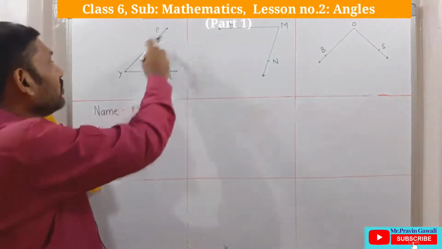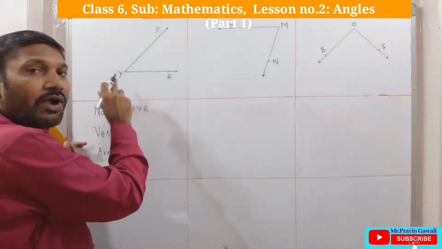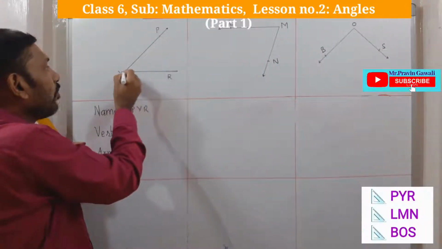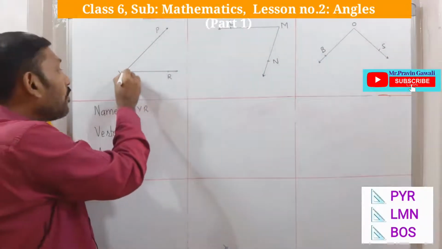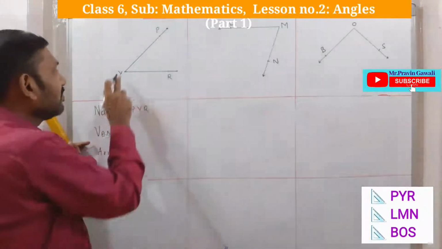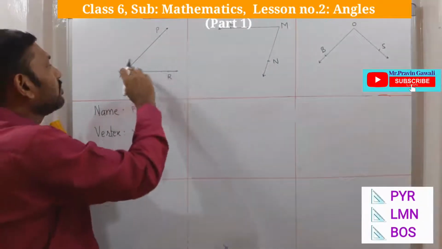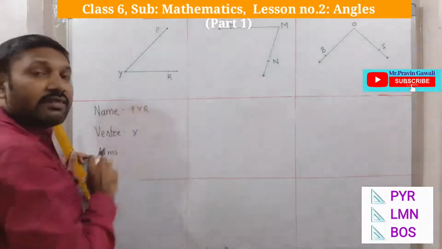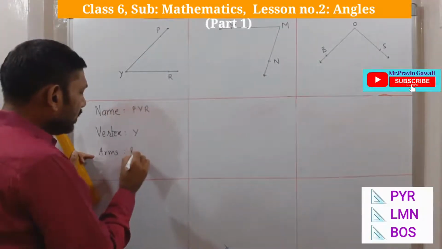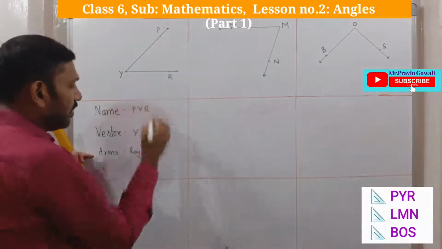What is the vertex student? Yes, the two rays join together at the same common end point. These are the two rays, they are joining at a point, an end point. This is a common end point, so this is known as the vertex. So what is the name of the vertex here? Y. And arms, you know what the arms are? These are the two arms, YP and YR are the two arms of this angle. Ray YP and ray YR.